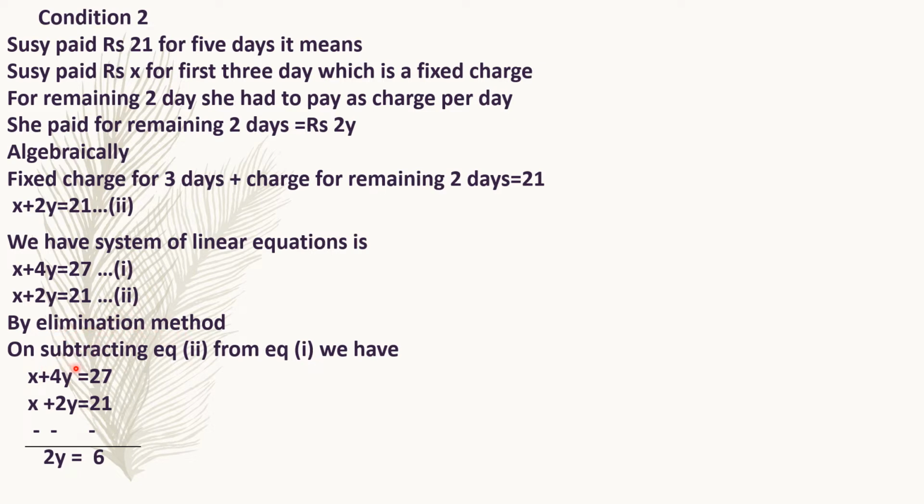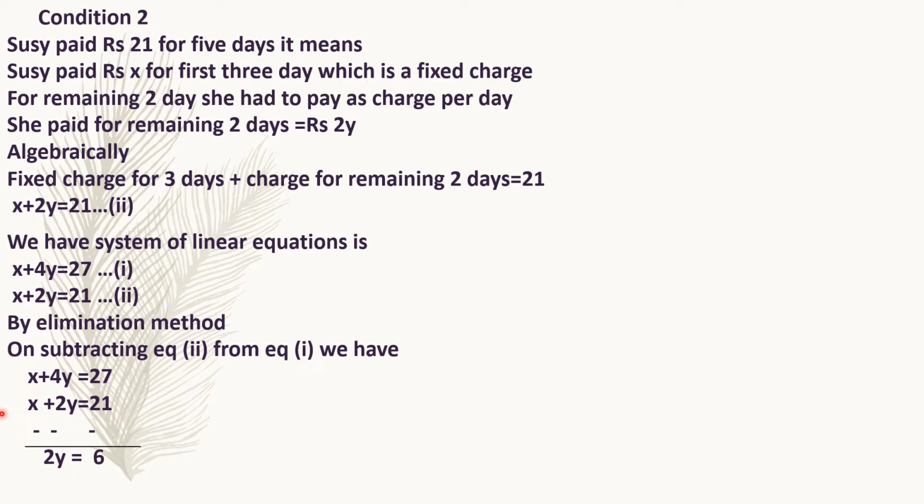So on subtracting equation second from equation first. Why do we do subtraction? Because when we eliminate variable x, the coefficient of variable x in both equations is equal. When the variable has equal coefficients and equal sign in both the equations, we do subtraction. So on subtracting equation number second from equation number first, we have x plus 4y equals 27, x plus 2y equals 21.